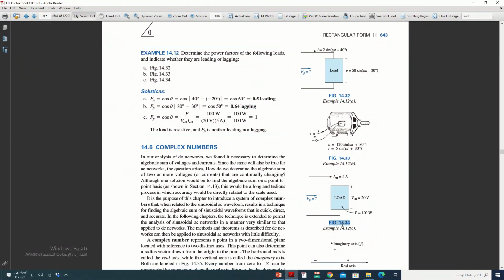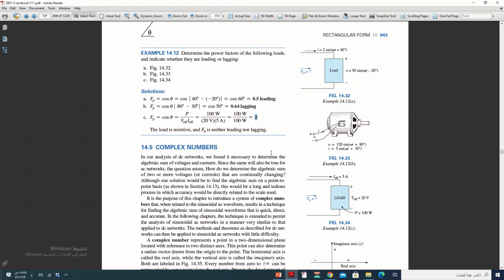What about this picture? It is written that the RMS current is 5 and the RMS voltage is 20. Nothing else is written. This means the load is a resistor. We can find it directly: P is 100 watt divided by 20 multiplied by 5, which is 100 over 100, equals 1. If we find the power factor is 1, this means the load is a resistor. Cosine theta equals 1, this means theta equals 0.